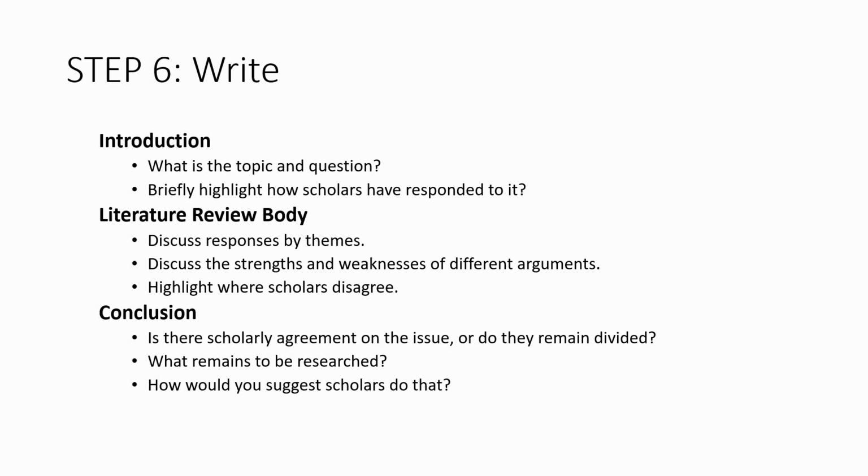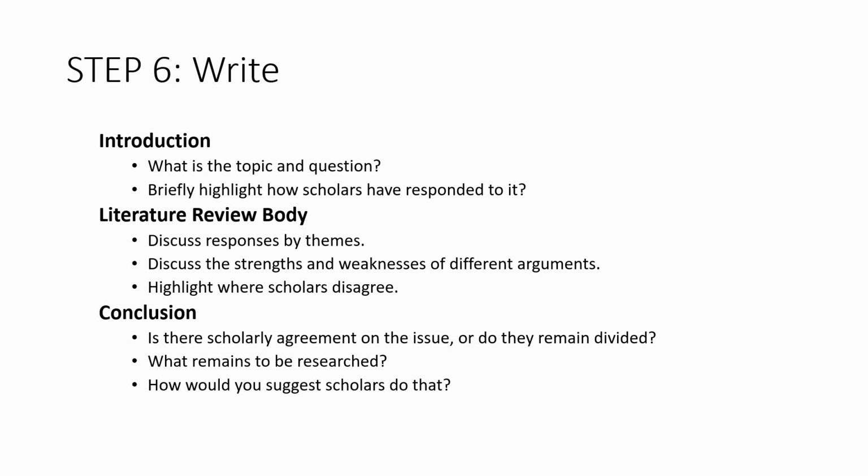Be sure to discuss the strengths and weaknesses of different arguments of different authors, and highlight where the scholars disagree. Are there contradictory findings in different studies? You might want to look at why that is the case. Is it because they use different cases? Is it because they use different methods? The body of this literature review should not be just a summary of all of the articles. It should be: where do you see major themes emerge? Where do you see agreements, disagreements, and where do you see the strengths and weaknesses?